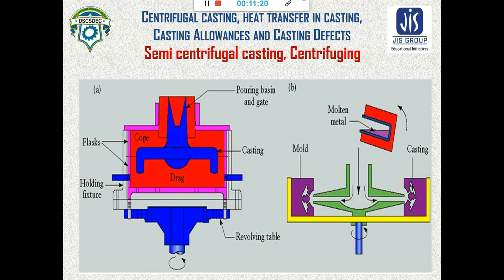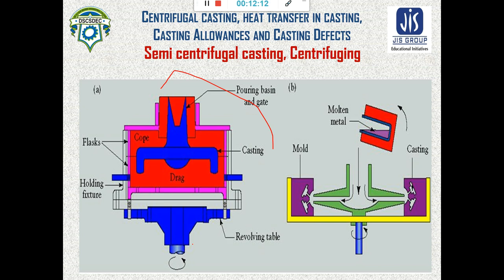For semi-centrifugal casting, see here, the mold is made of material with rotational symmetry on each and every side, and the molten metal is poured at the center and pushed into the mold cavity by using centrifugal force. This is called semi-centrifugal casting, and in semi-centrifugal casting a revolving table is used.